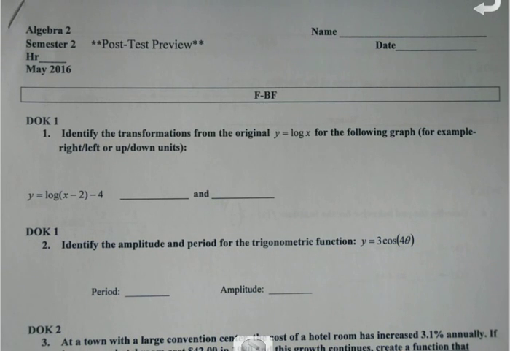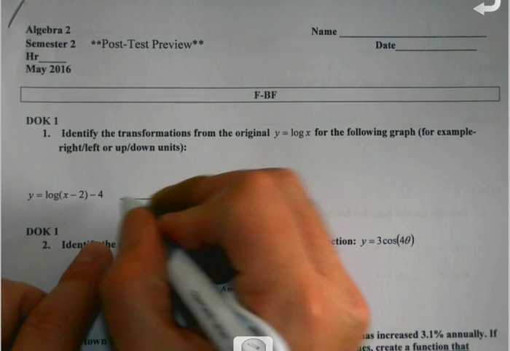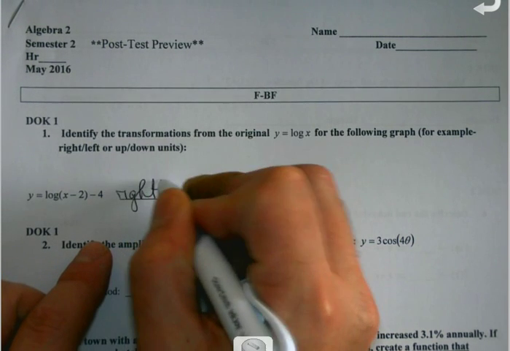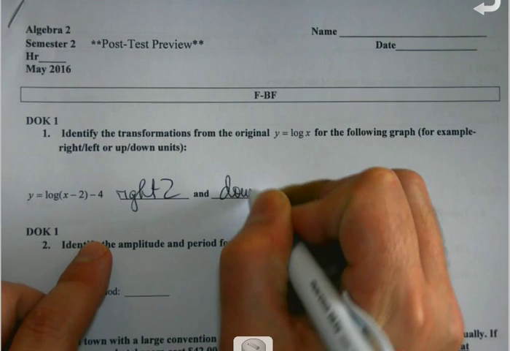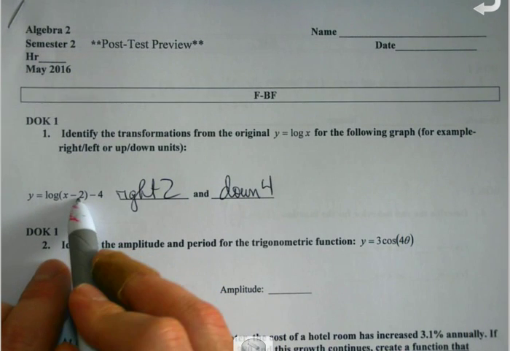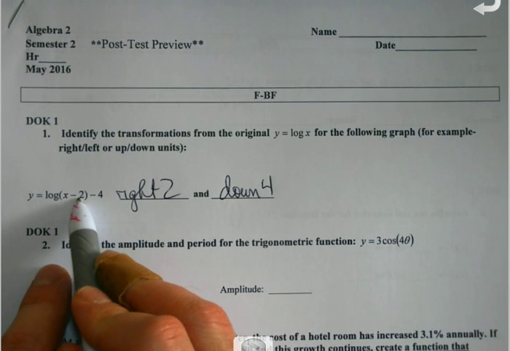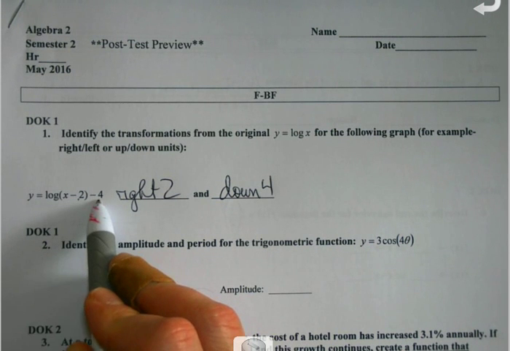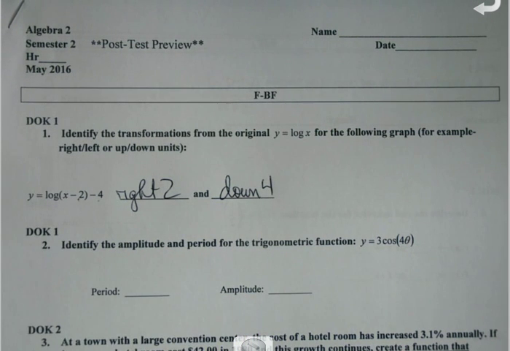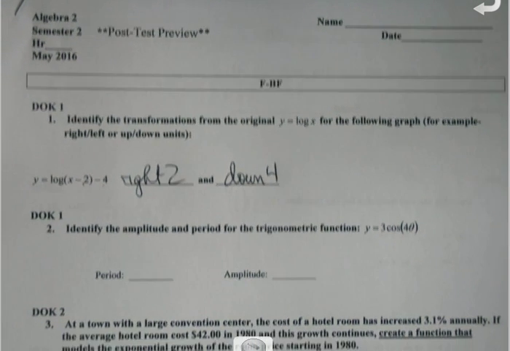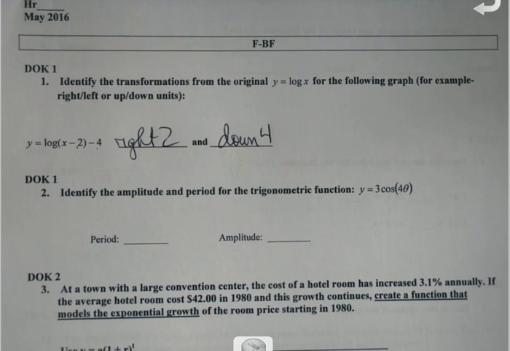I was going to say, this is what we did on that review refresher just last week. All right, so right 2 and down 4. This is always my left-right shift, and this is always going to be my up-down shift. And the only thing with the right-left is it's kind of the opposite of what we would think it's going to be. Good. Number 2, identify the amplitude and period for the trig function.